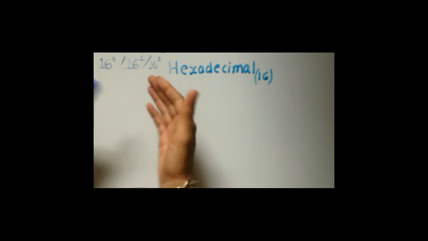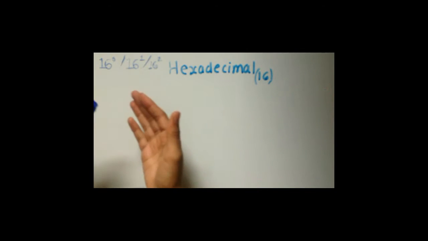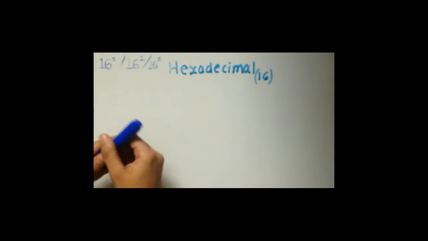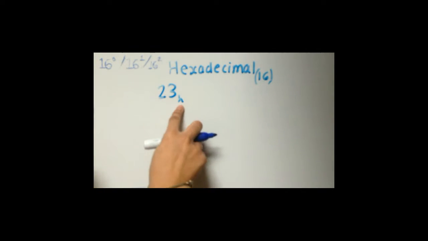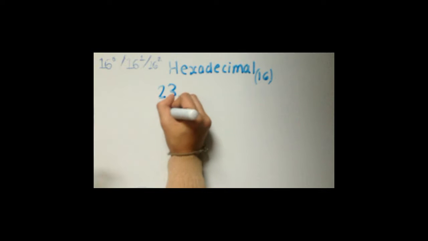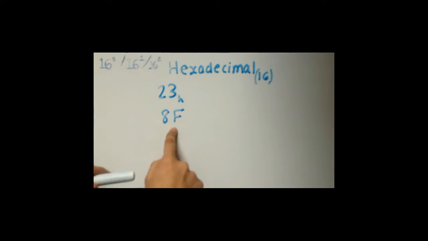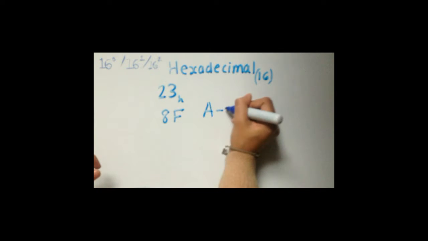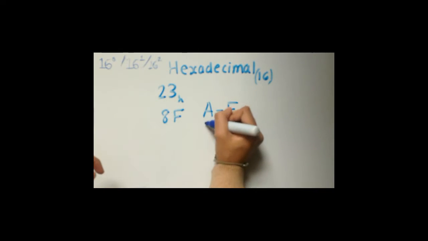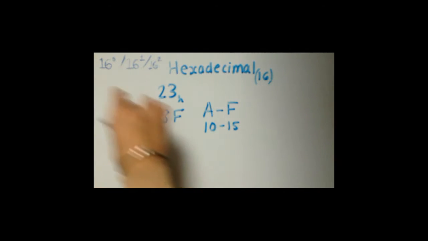Now, how will you notice when they give you a hexadecimal? You'll notice them if they clearly have a little h on the side, this little h over here, or if they have a letter in it. All you need to know is that letters A to F represent numbers 10 to 15, like so.